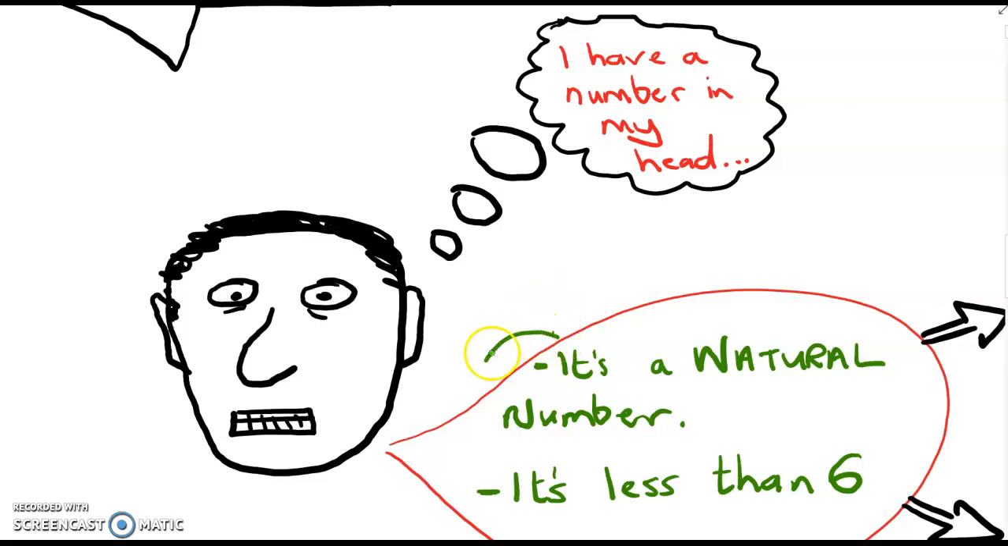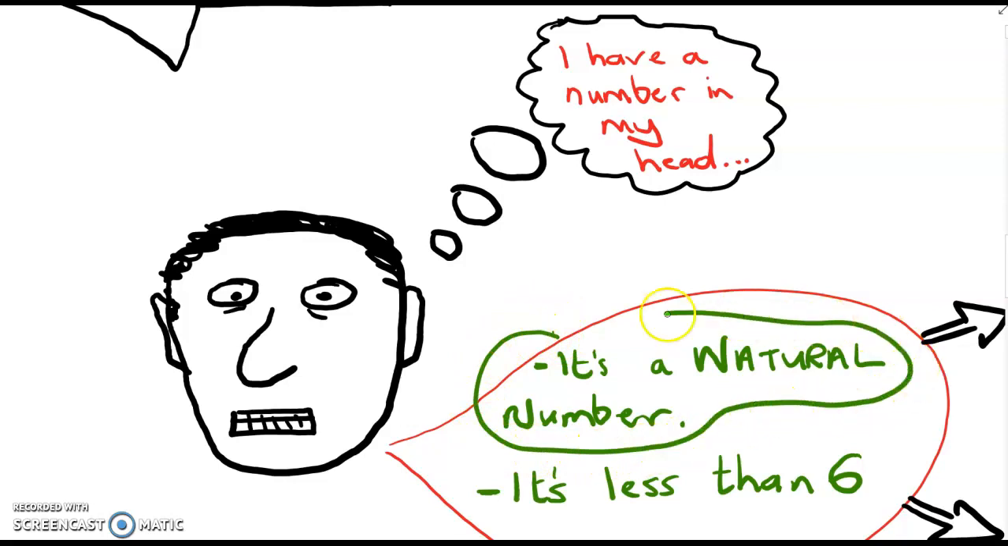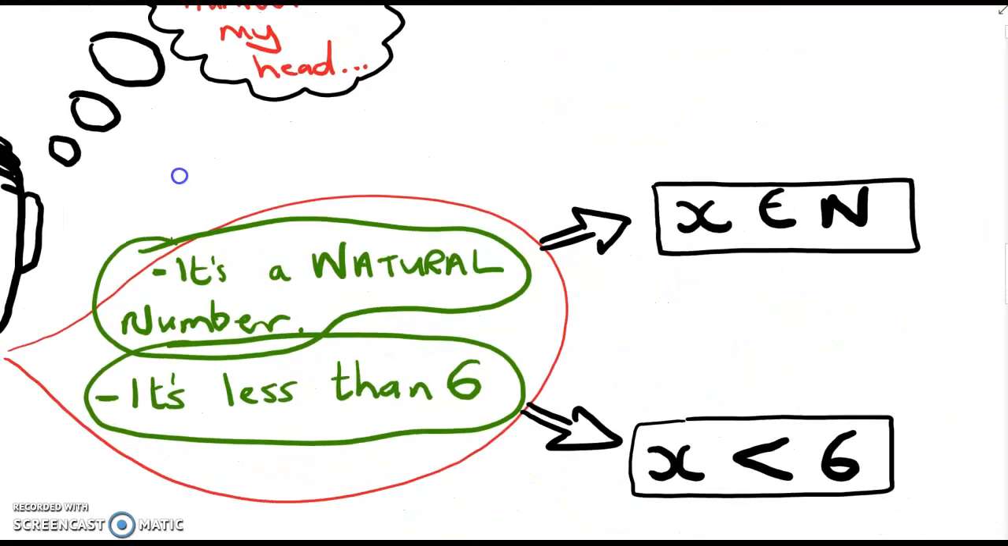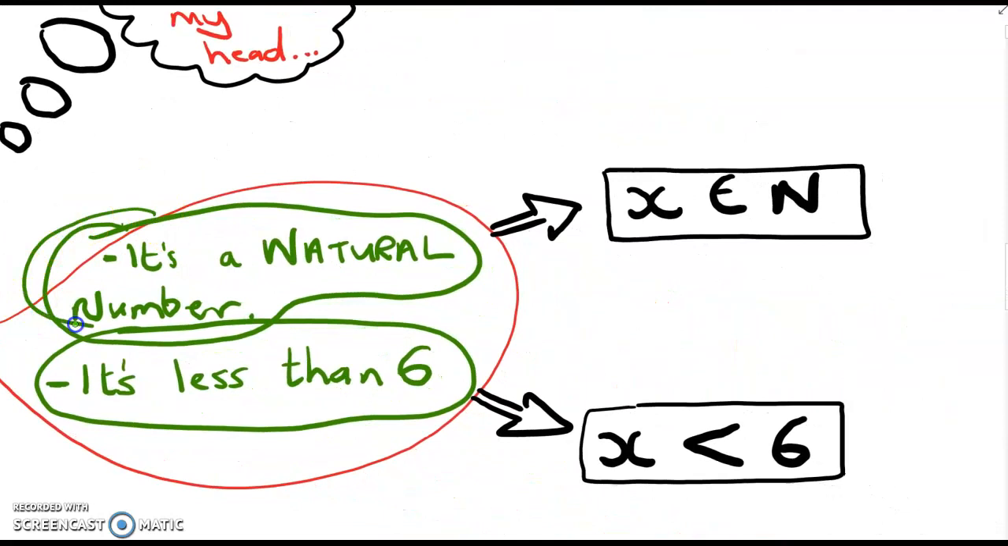I'm going to tell you that it's a natural number, and that it's less than 6. It's a natural number and it's less than 6. Now in maths you write that. You don't tend to write a sentence to explain what you're talking about. You do it in maths symbols.